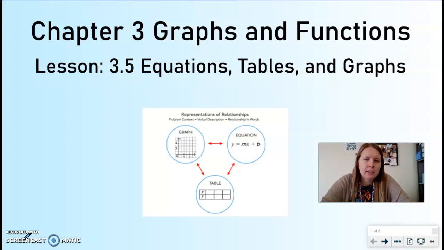I really liked this graphic, and I put it on here as the key idea as we continue on. We can always change from graphs to equations, equations to tables, tables to equations, and so on. It's kind of never-ending; we can show multiple ways to represent it.